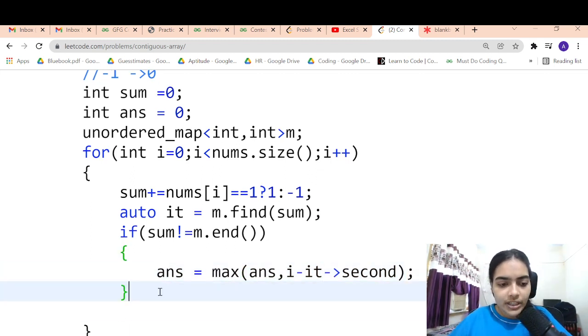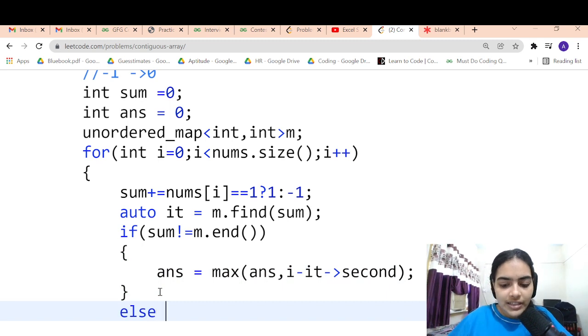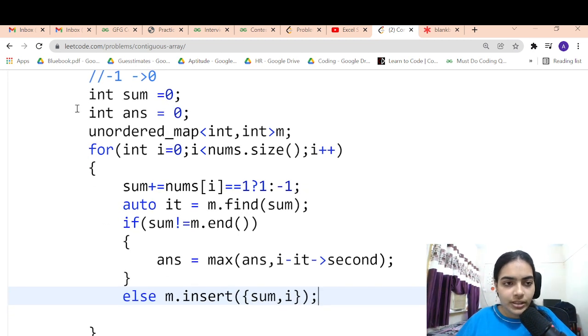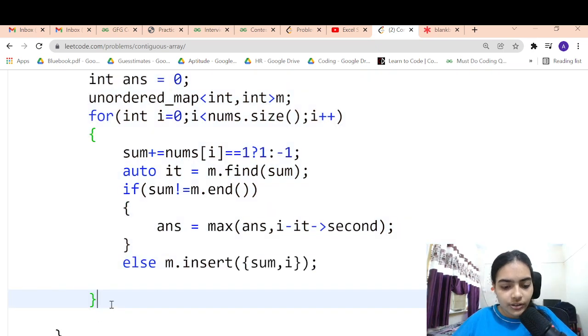Okay, so that's it. This is the simple logic. Else we will just insert it in the map. So else m.insert, we are going to insert the sum along with its index. That's it. Very simple code. This is the entire code, and after this you can just return answer.